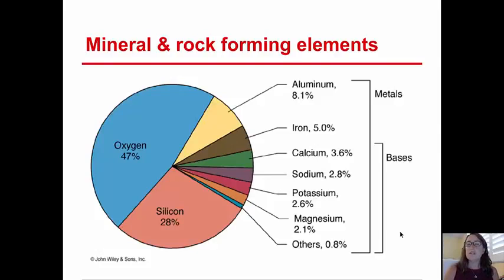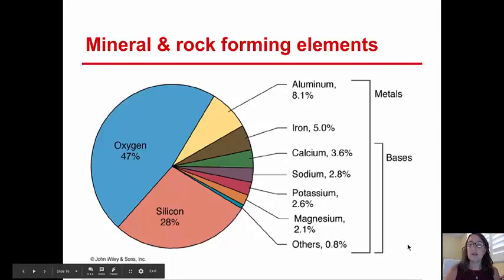First of all, we know that the Earth's crust is made of only 8 elements primarily, and that 0.8% of the crust is made up of all the other elements. So you can see in this pie chart here that the 2 primary elements found in all of the rocks in Earth's crust are oxygen and silicon, and together they make up over 70%. The others are aluminum, iron, calcium, sodium, potassium, and magnesium. So together, those 8 elements make up the great majority of the rock-forming minerals in Earth's crust.